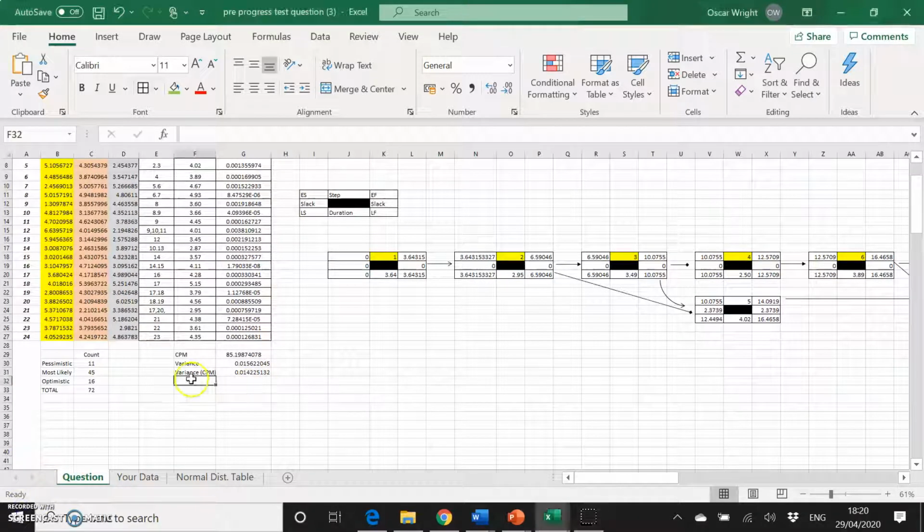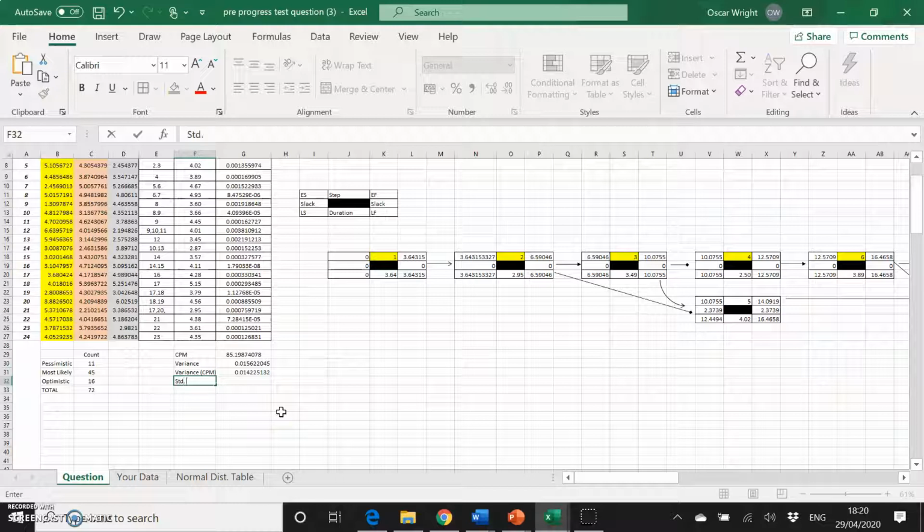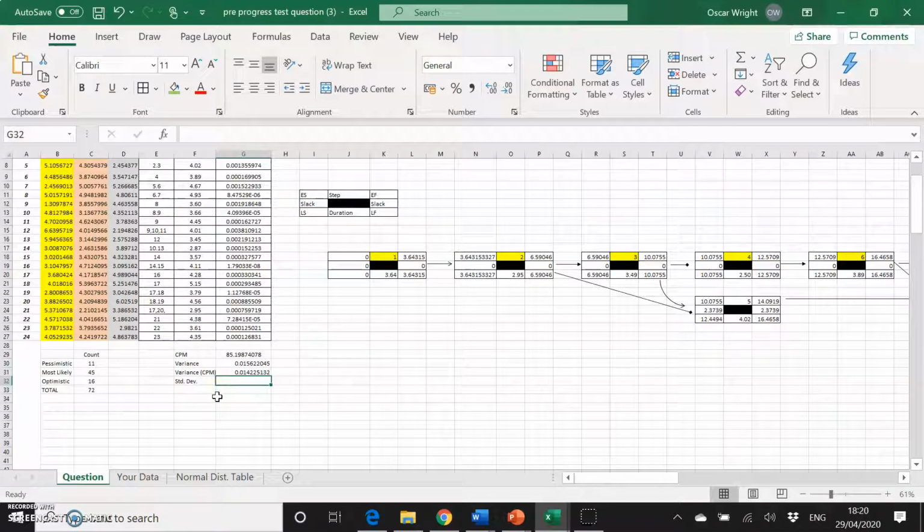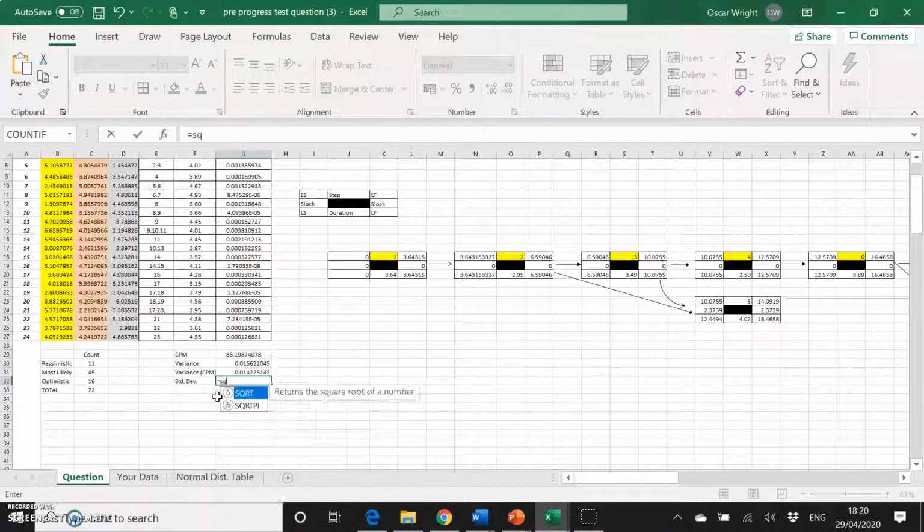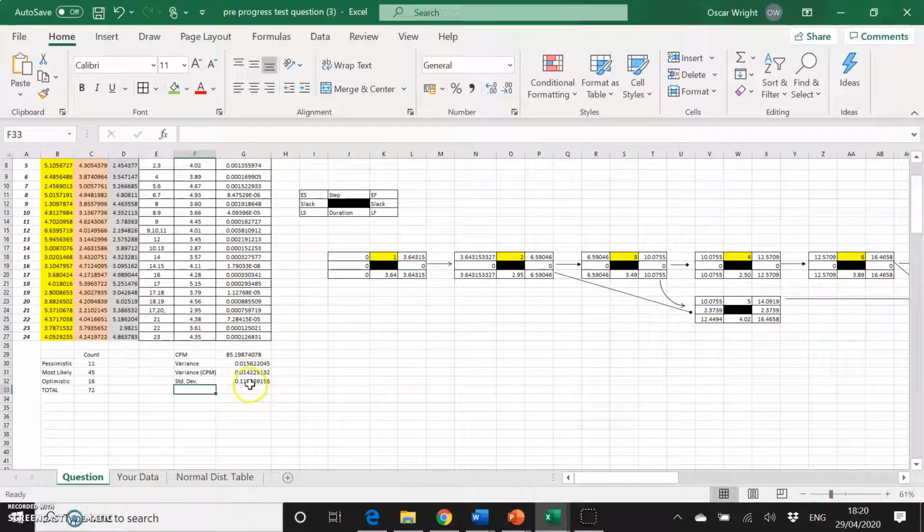So now that we have the variance, the next thing we need to do is to find the standard deviation. Now to find standard deviation, all we have to do is take the square root of the variance. And we have 0.1192, etc.